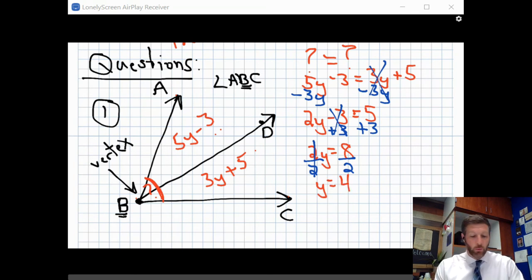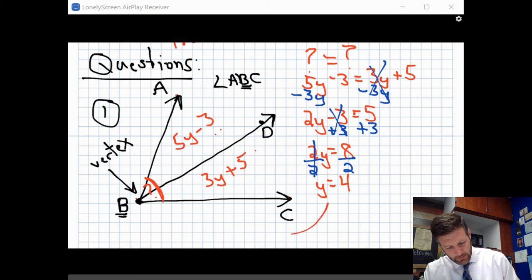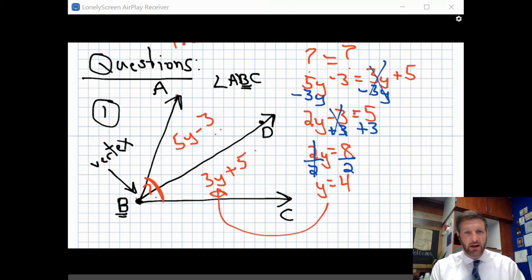So very good. I found y, but again, what did the problem actually want me to find? Oh, I need to use y to find angle ABC. We can plan that for a second here, because if I plug it into 3y plus 5, that will give me the bottom angle, or half of the angle. So thinking ahead, if I plug that in, I'll have angle DBC, and that will be half of it. Then I can just double it, and I'll know what the whole angle is equal to.